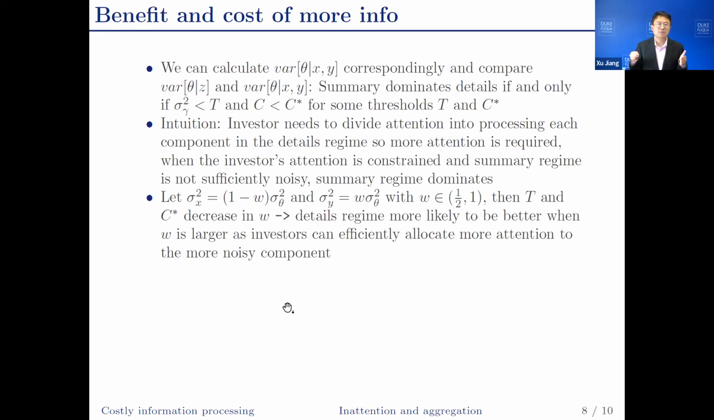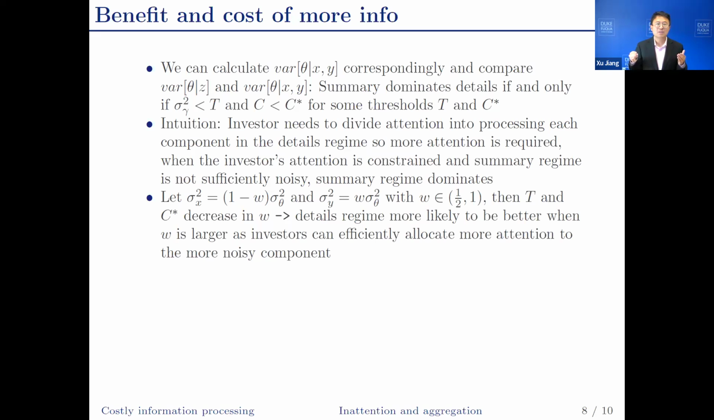We can do one more comparative statics. Because we know sigma theta square is equal to sigma x squared plus sigma y squared, we can express sigma x squared and sigma y squared as a proportion of sigma theta squared. And that sigma y squared equals w sigma theta squared. Because sigma y squared is bigger than or equal to sigma x squared, w is between 1/2 and 1. In this case, we can show that the threshold decreases in w, which means that when w is higher, the details regime is more likely to be better.